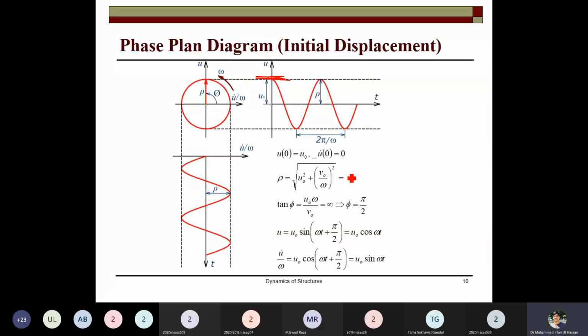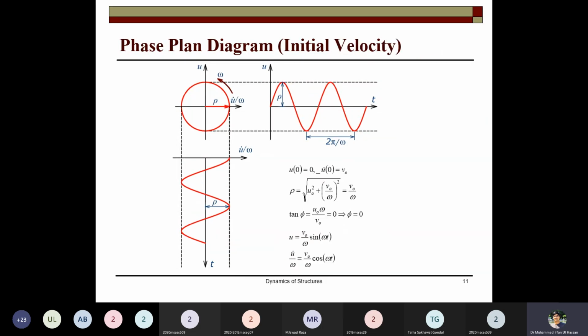It is on the circle, but rho is the maximum value normally at start also, and it's basically the radius, and the initial value is basically equal to 0. And when we take the derivative, or u dot over omega, we can see that the initial value of u dot over omega is 0. So this is the curve between u dot over omega and time. And this is the case when the displacement is 0 initially.